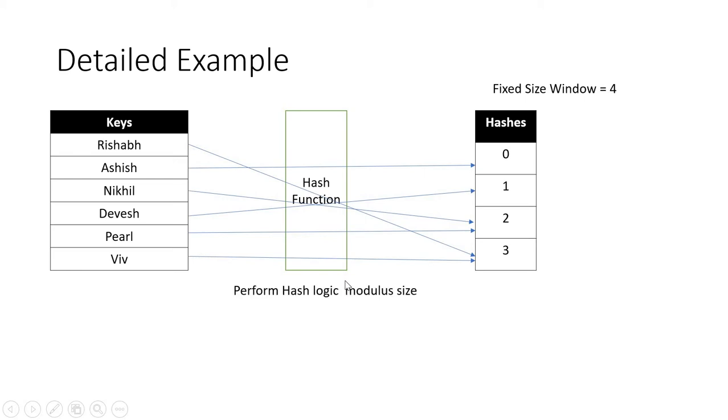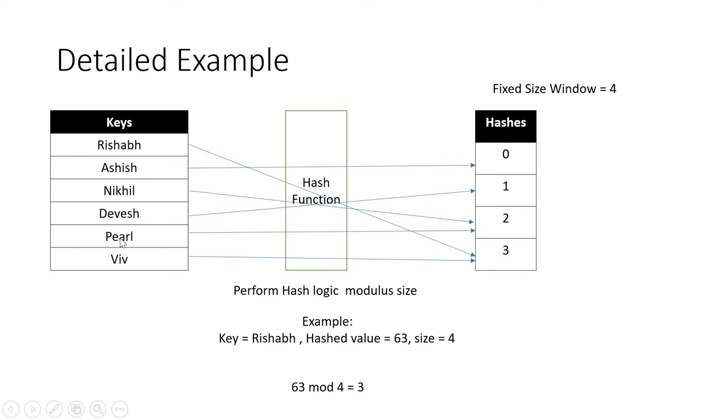For an example, let's take a key. So the key is Rishabh. When we perform a hash function, we might get a value of 63. Let's assume the hash function is returning the hash value as 63. But we only have 4 locations present in our hash table. So what we do is we perform a modulus by the size. So the size is 4. When we perform 63 modulus 4, the answer we get is 3. So that means Rishabh will get stored at the third location.